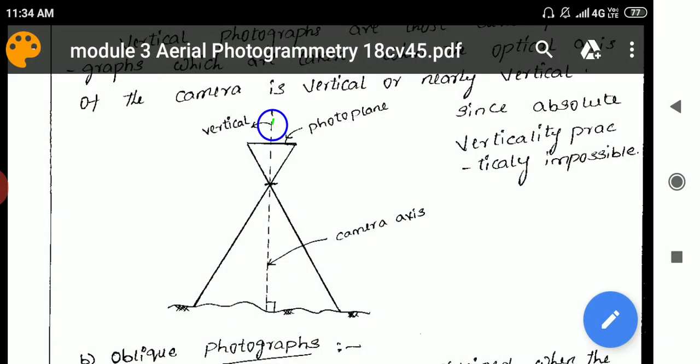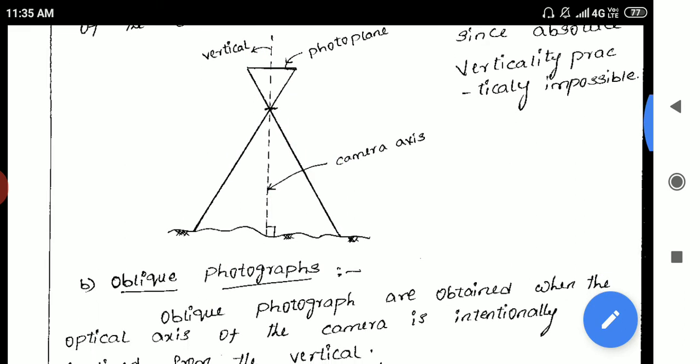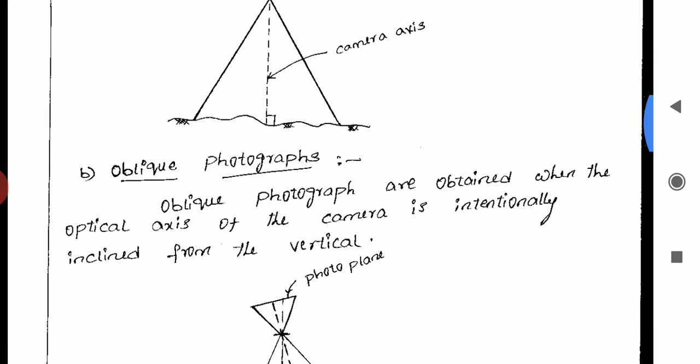See here, this is the camera axis. Okay, and our camera will capture the image from here to here. That is nothing but our image will be captured from these places. Okay, so it covers from here to here. In these cases the camera axis must be vertical. Okay, second type is oblique photographs.